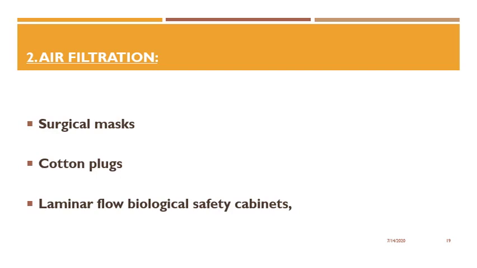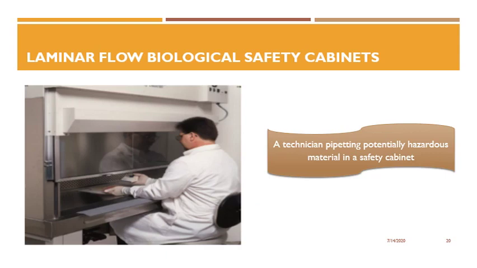Other important examples are laminar flow biological safety cabinets, which employ high efficiency particulate air filters, a type of depth filter, which is commonly known as HEPA filters. These are able to remove 99.97% of 0.3 micrometer particles. Here is a laminar flow biological safety cabinet, which uses HEPA filters.